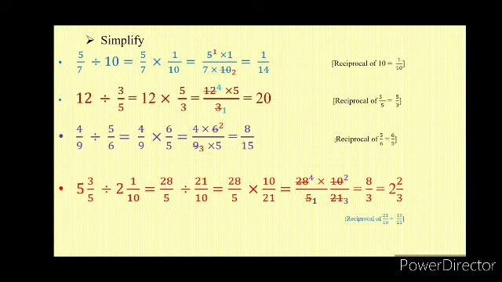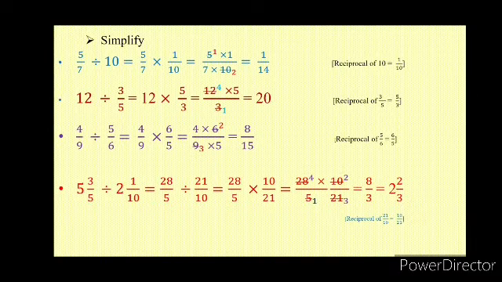And the next one, 4 by 9 divided by 5 by 6. So the division symbol is changed into multiplication symbol. Thus we have 4 by 9 into 6 by 5. So numerator is 4 into 6 and the denominator is 9 into 5. Reducing 6 and 9 in 3 table, you get 2 times and 3 times. So the value is 4 2s are 8 and 3 5s are 15. So 8 by 15.